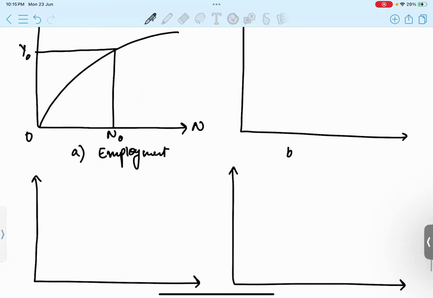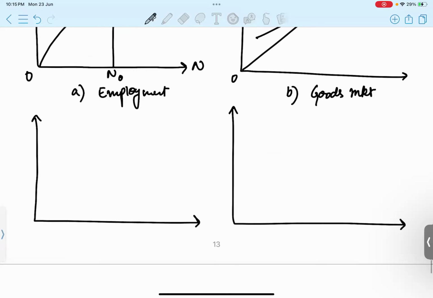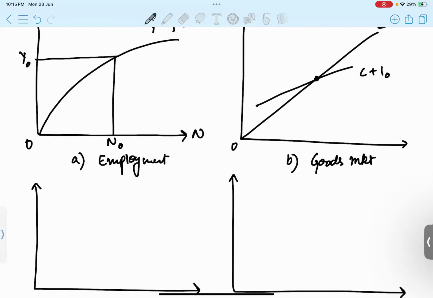So panel B would represent the goods market. This is similar to the AD-AS model. Origin OZ is the income line. We draw aggregate demand curves, which is C, consumption, and investment expenditure. So firstly, we are just drawing the initial positions.